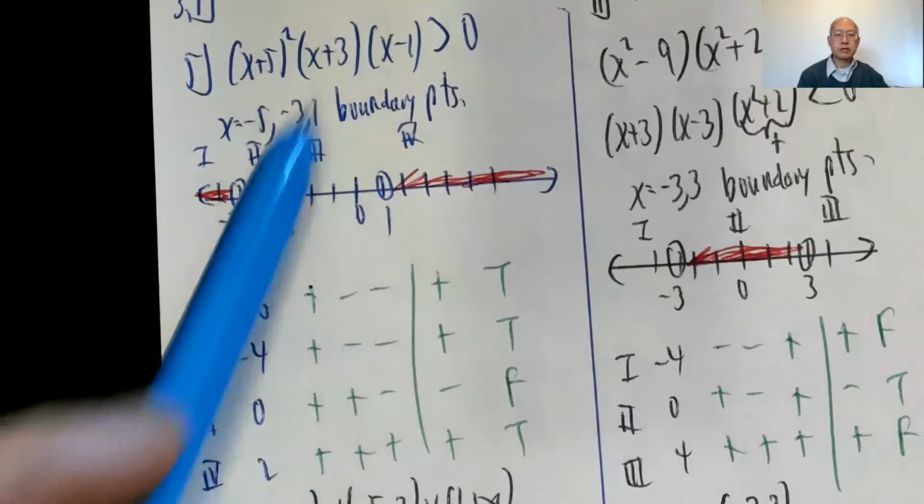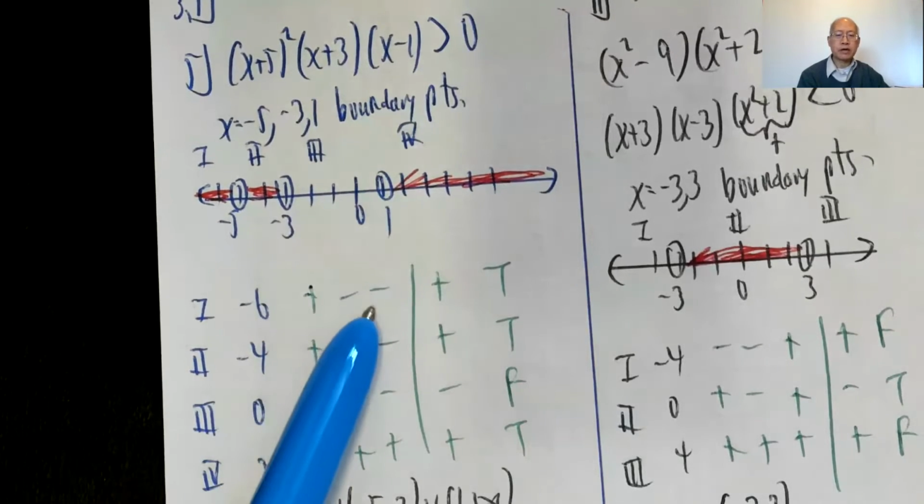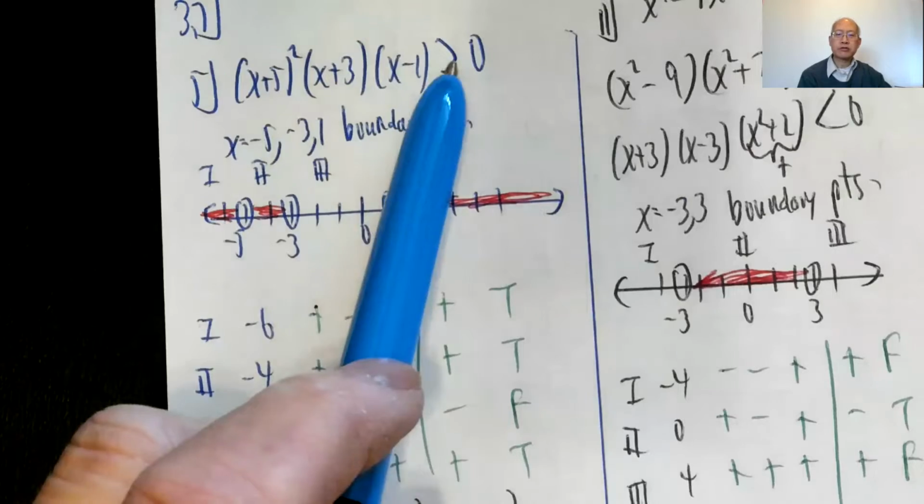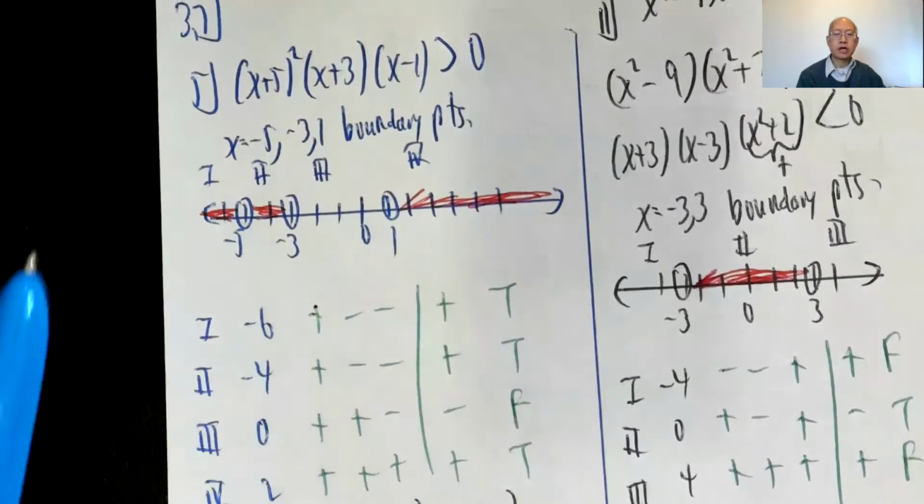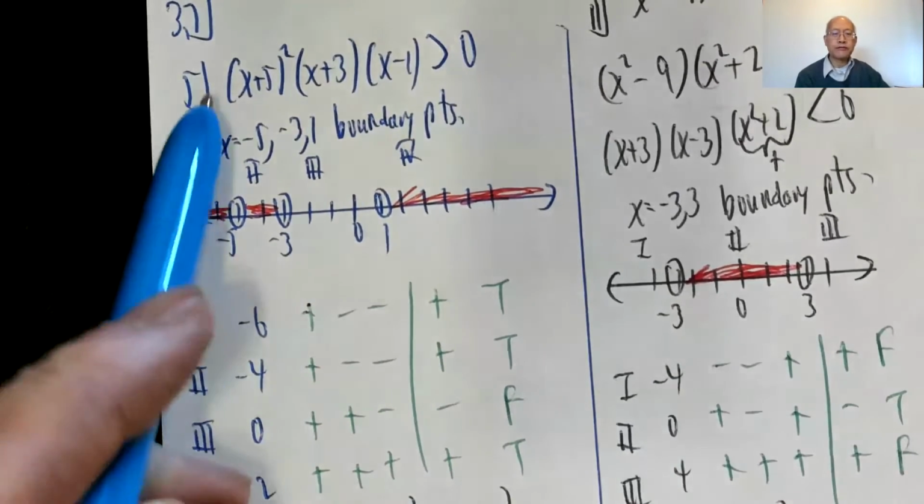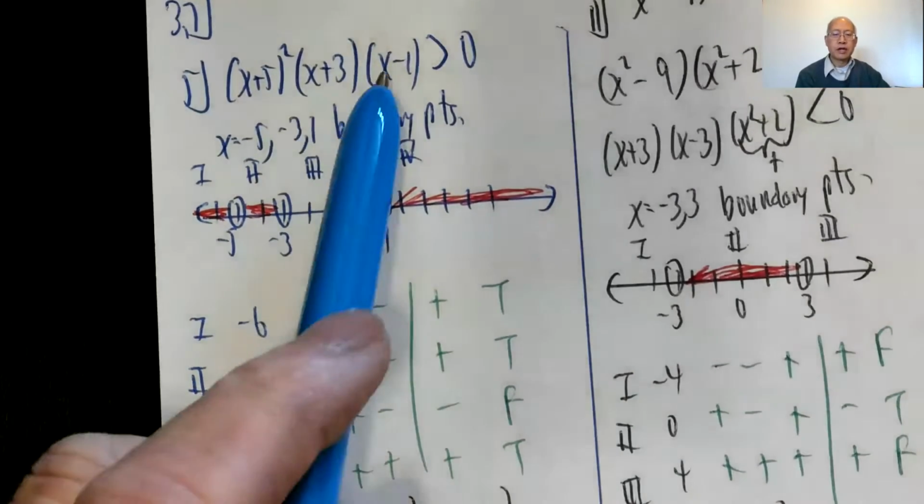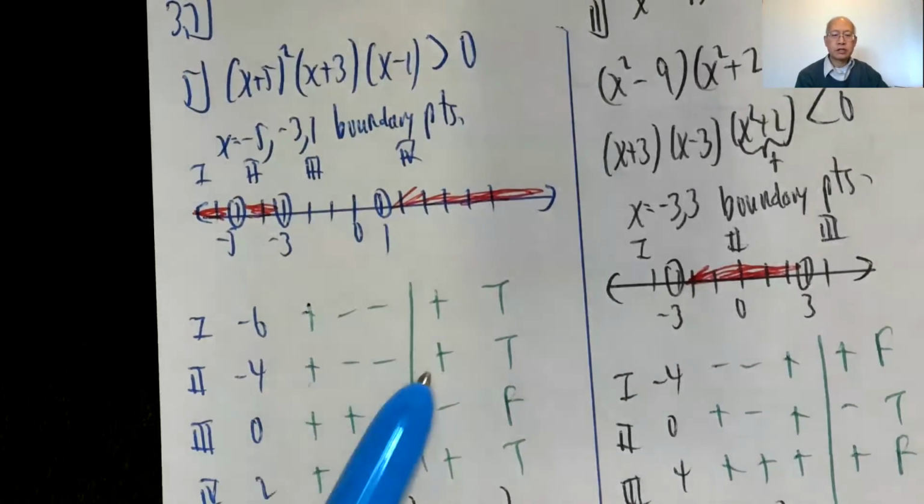Okay, -6 plus 3 is negative. -6 minus 1 is negative. Positive times a negative is positive. Is a positive greater than 0? Yes, that's true. Shade in region 1. Region 2, -4. That's already positive. -4 plus 3, negative. -4 minus 1, negative. So positive times negative, positive. That's true. Shade in region 2.